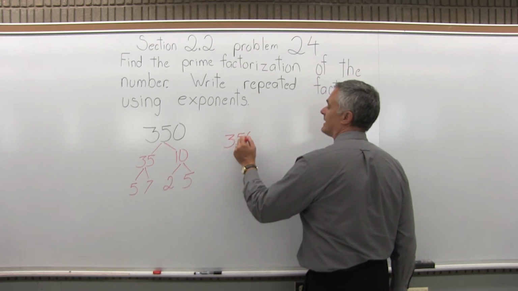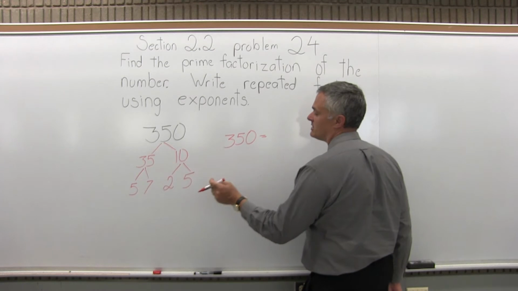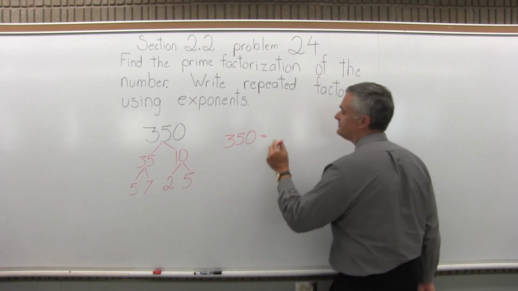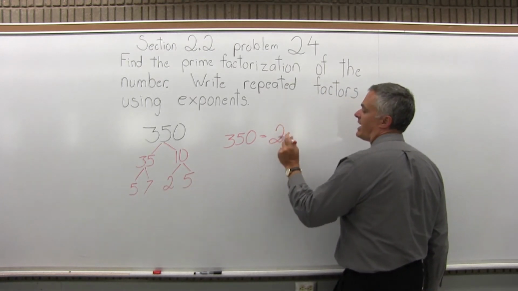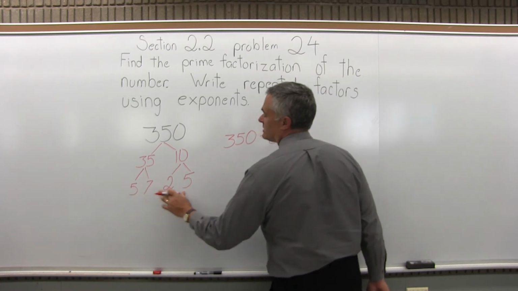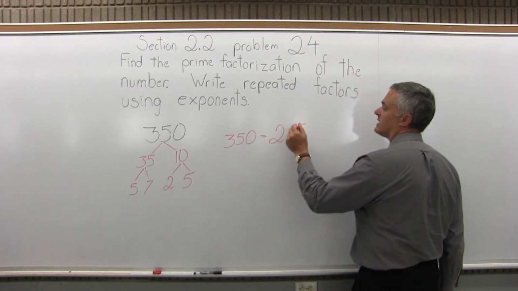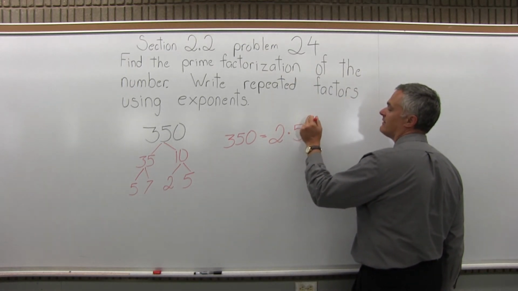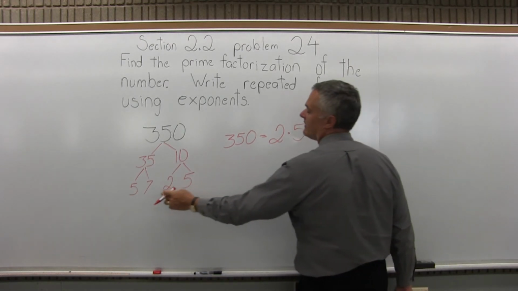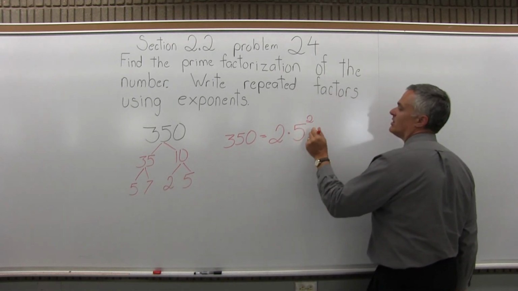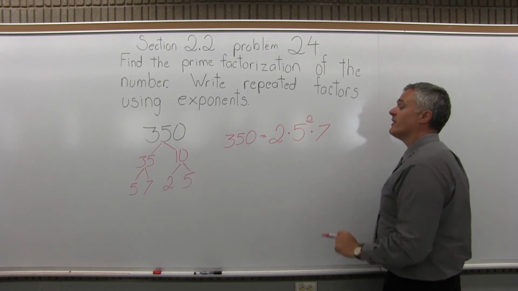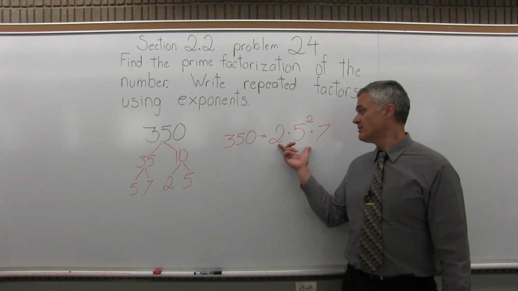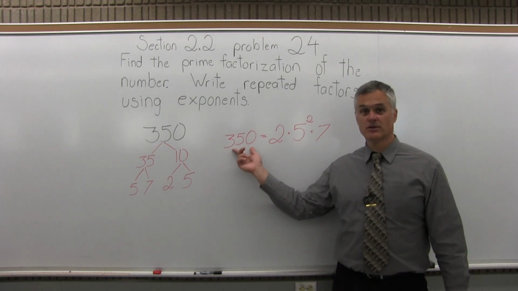350 equals, and typically you start with the smallest prime, which is 2, times the next one, which is 5. It shows up in two spots, so to use exponents, instead of writing two 5s, I write 5 to the second power, and then times 7 on the end. So that's the prime factorization of 350. These primes multiplied together will multiply out to 350.